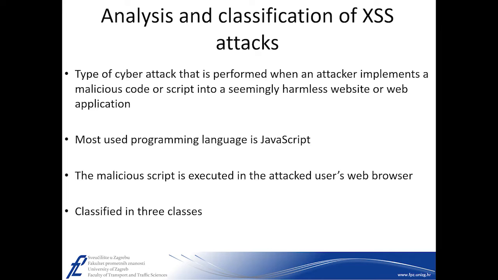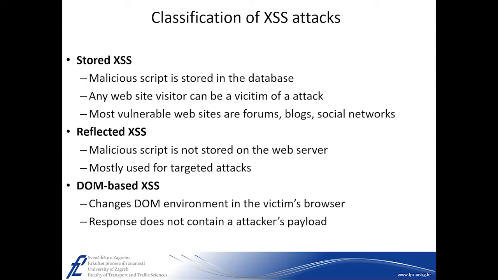Cross-site scripting is classified into three classes. The first one, called stored or persistent cross-site scripting, is where the attacker's malicious script is stored in the web page database. So any website visitor can be a victim of an attack. The most vulnerable types of websites are forums, blogs, social networks, and so on. Basically, the types of sites that have input fields like comments and so on, where an attacker can implement his script.